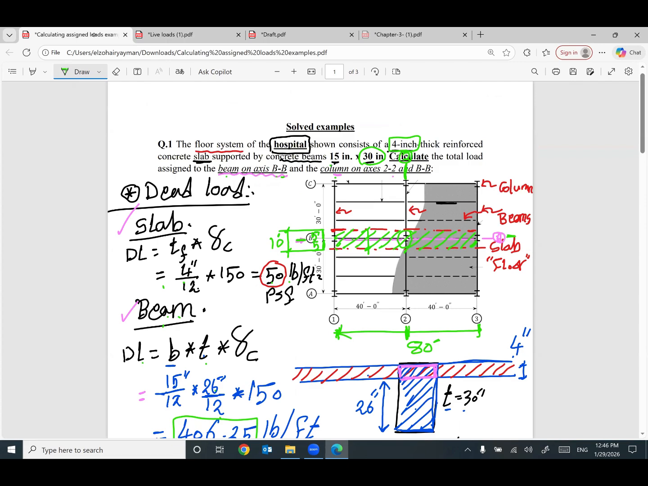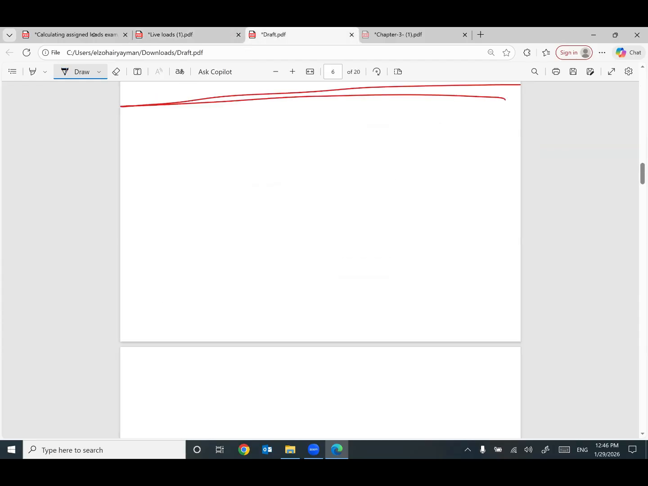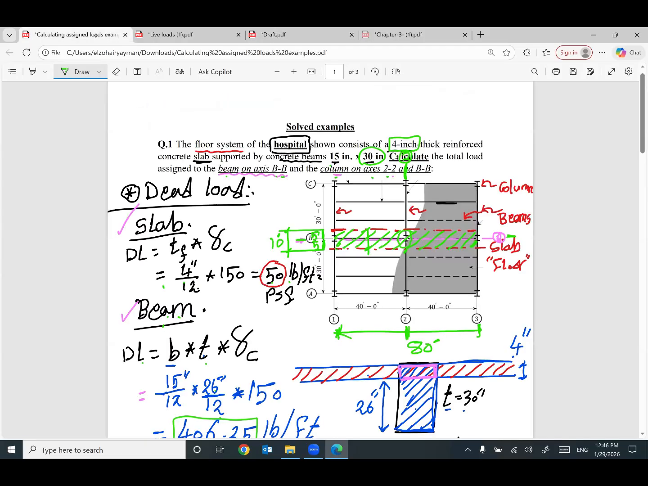Let's start with the column on axis 2-2 and BB. So I would like to clean up everything here and focus on the column. Where is the column you are talking about? Axis BB and 2-2. So you are talking about this column.